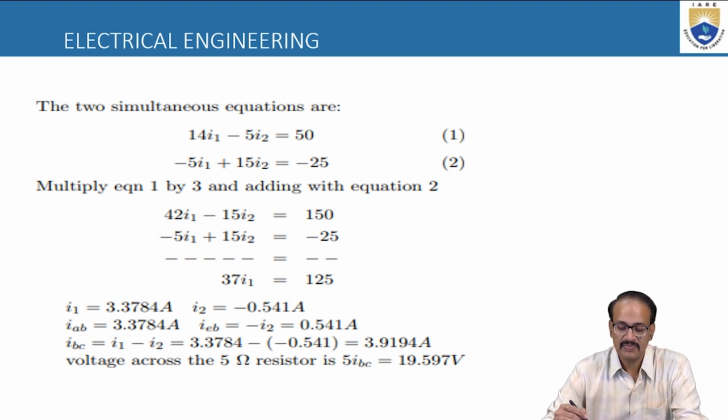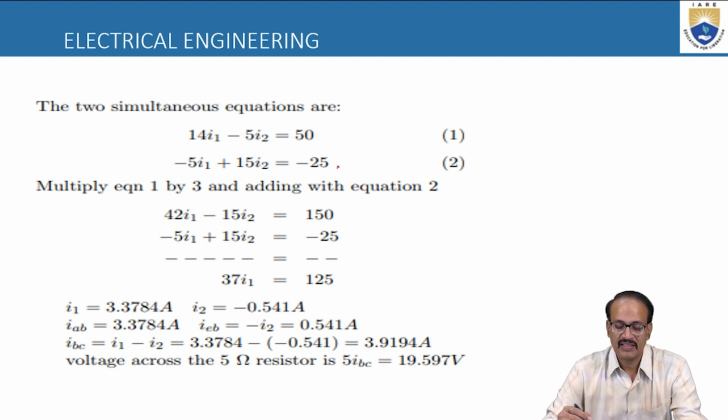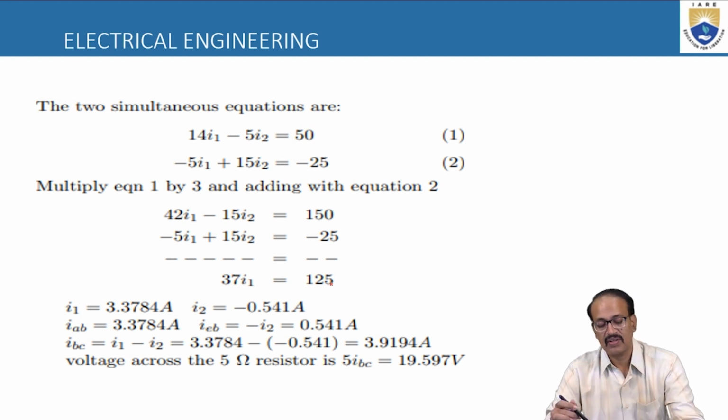I have multiplied equation 1 by 3. That means 42I1 minus 15I2 is equal to 150. The second equation is the same. Here minus 15I2 and plus 15I2 will cancel, and 42 minus 5I1, that is 37I1, is equal to 125, since 150 minus 25 is equal to 125.